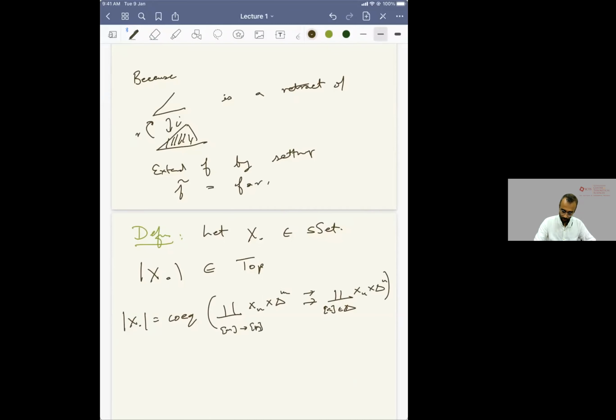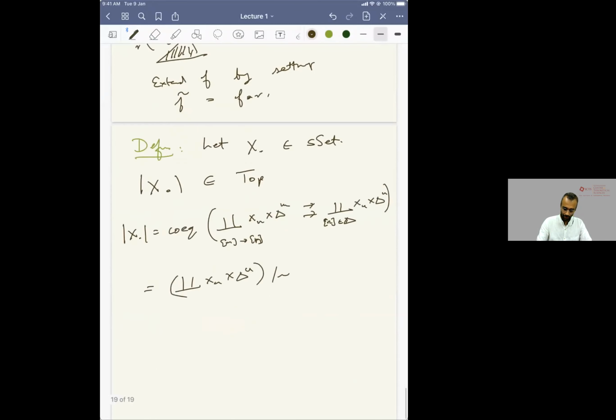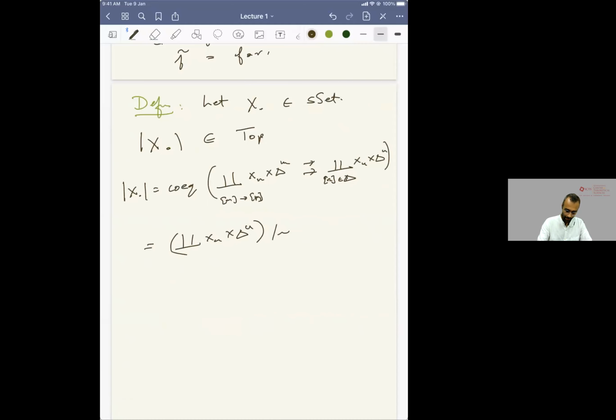Right. So if I have an arrow from m to n, I can do two things. This is basically the coproduct of X_n cross delta n divided by an equivalence relation, where I identify an element (x, a simplex, maybe call it sigma), comma, a point x: the pair (sigma, f lower star of a point x) is identified with (f upper star of sigma, x) for all f mapping m to n.